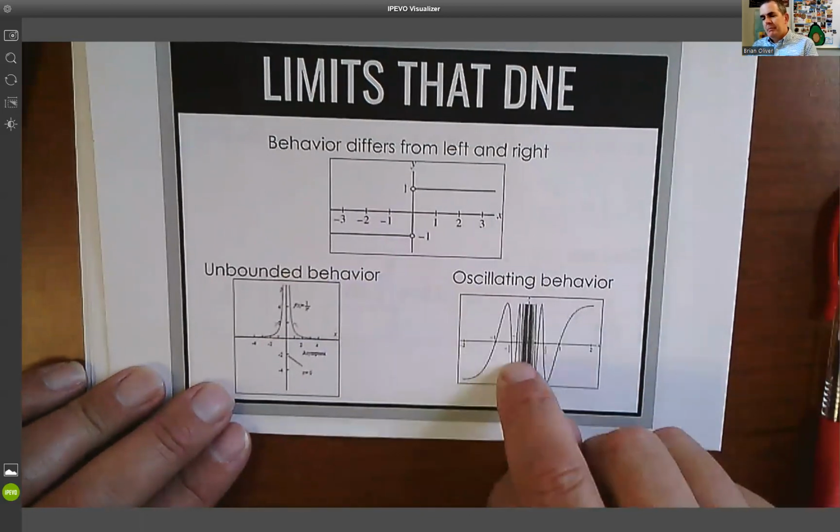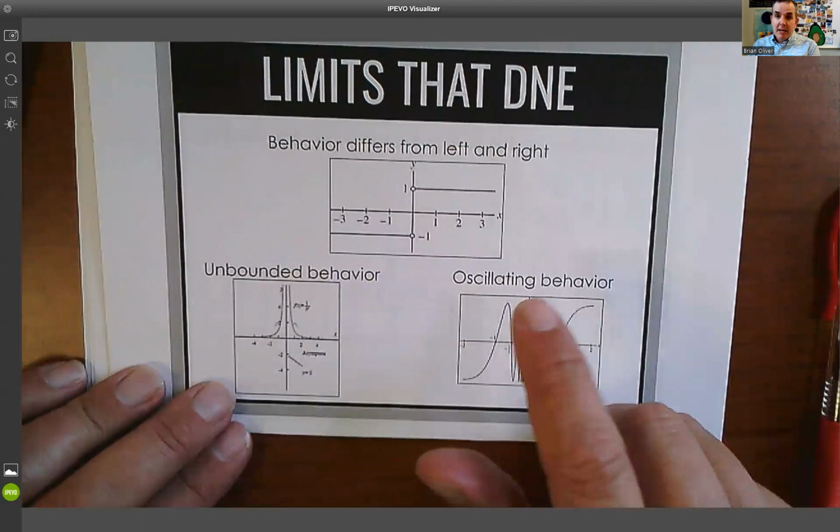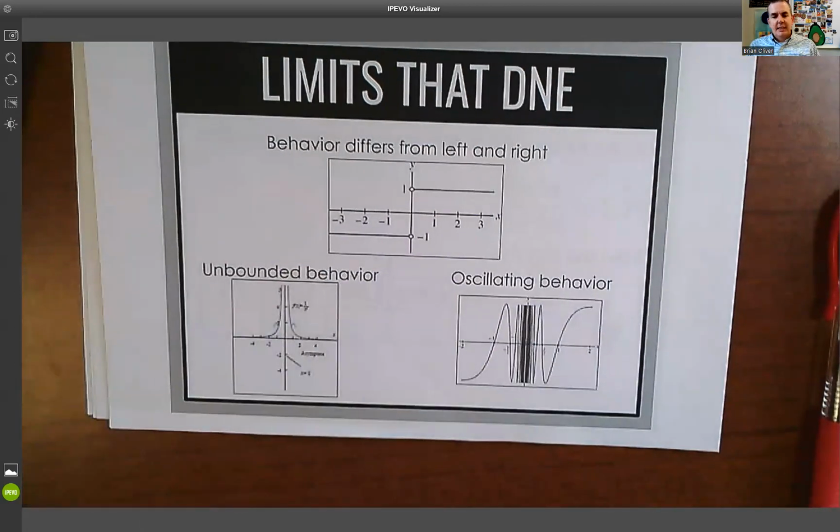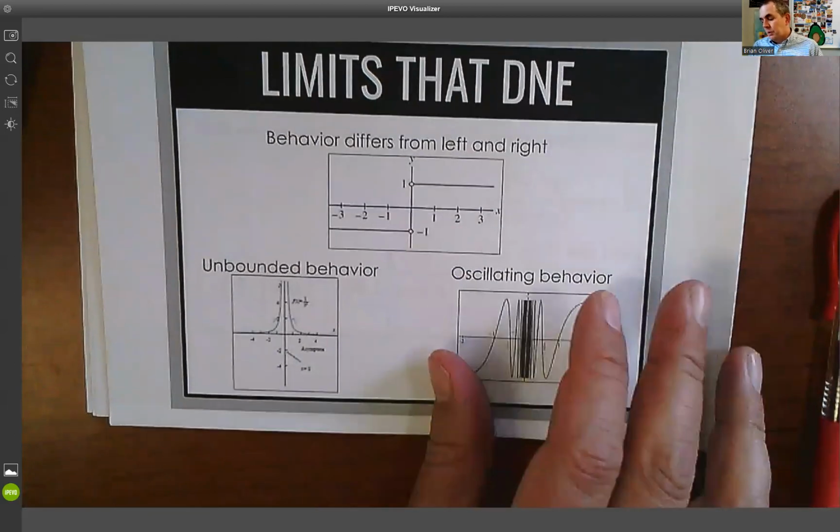And this doesn't happen very often in AB, but I wanted you to know about it. It's called oscillating behavior. It kind of jumps up and down like this. That's technically a limit that does not exist. So just so we're aware of that.